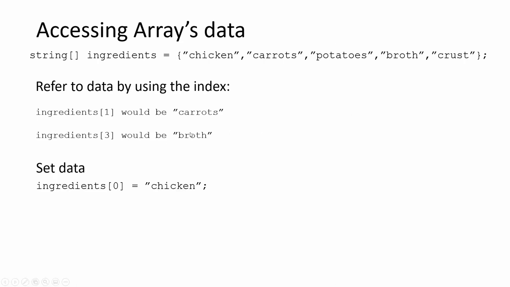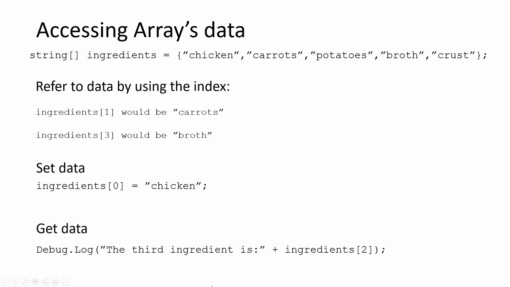To set data, you simply put the name of the array with the index you'd like to fill in the square brackets, and then put the value on the right. Similar to a variable, it's just that you're indicating what index you'd like to fill it in. And once again, it has to be the same type as the array that it's storing. And to get data, you simply write the name of the array and then the index you'd like to retrieve. So for instance, this going to Unity's console, it would say the third ingredient is potatoes. And notice that's a 2 because it would go 0, 1, 2, that would be potatoes.